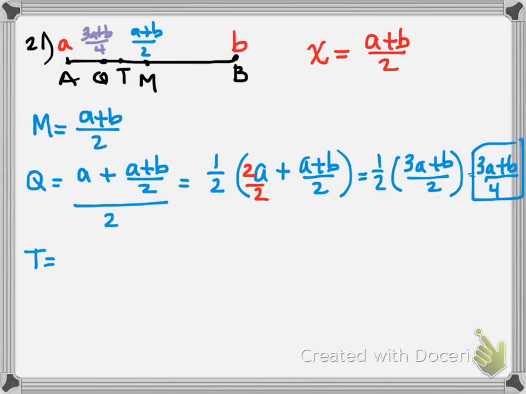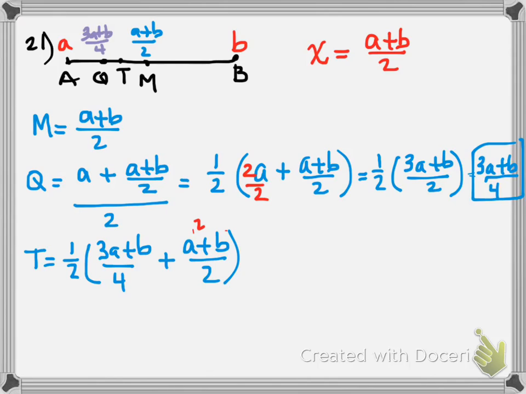So again, let's use the second notion that we did with Q. Let's put the cutting in half this way. We're going to take the coordinates for t, which is going to be the 3a plus b over 4 plus the a plus b over 2. But I can't add if my fractions don't have the same denominator. So on the second fraction, I'm going to multiply the a, the b, and the 2 by 2.